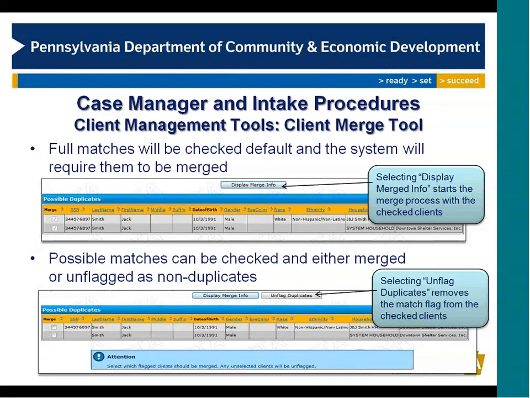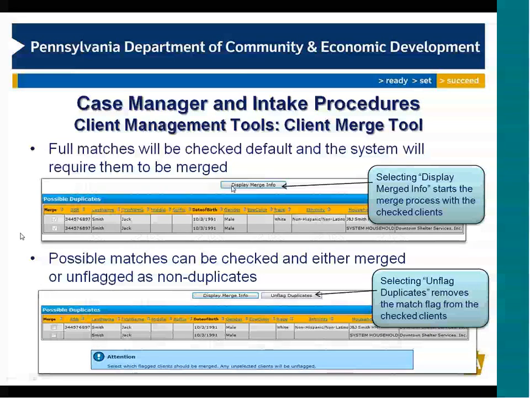Now, if you get either of these messages, the full, which forces you to deal with it, or the possible, which doesn't inhibit data collection, but we do recommend taking care of it as soon as possible, it'll take you to a mini merge tool. Instead of providing you with a whole bunch of merge possibilities, it'll only show you the clients that are relevant to the specific merge. Now, if it's a full merge, since we know it's a definite match, same Social Security numbers, the system will automatically check those clients for you, saying that before you can take care of the problem, you definitely have to merge these people.